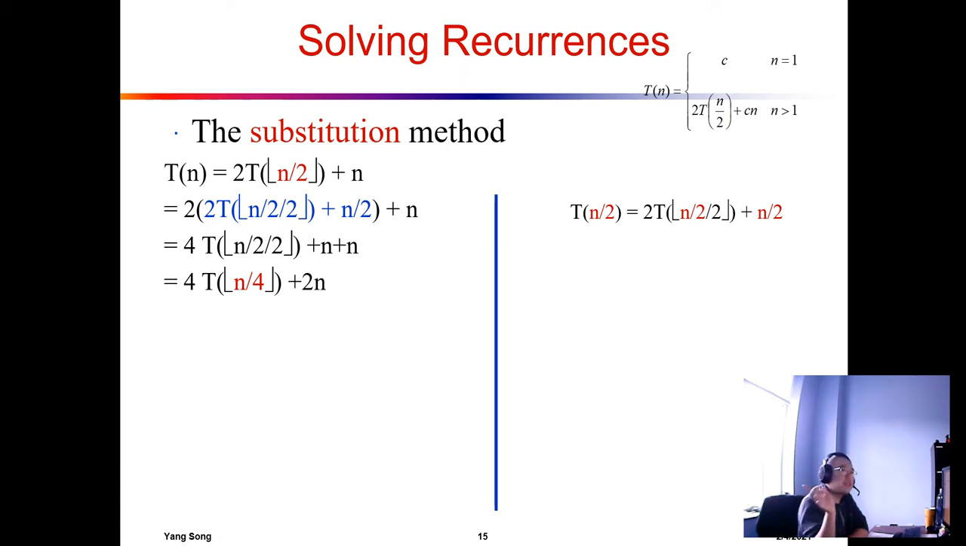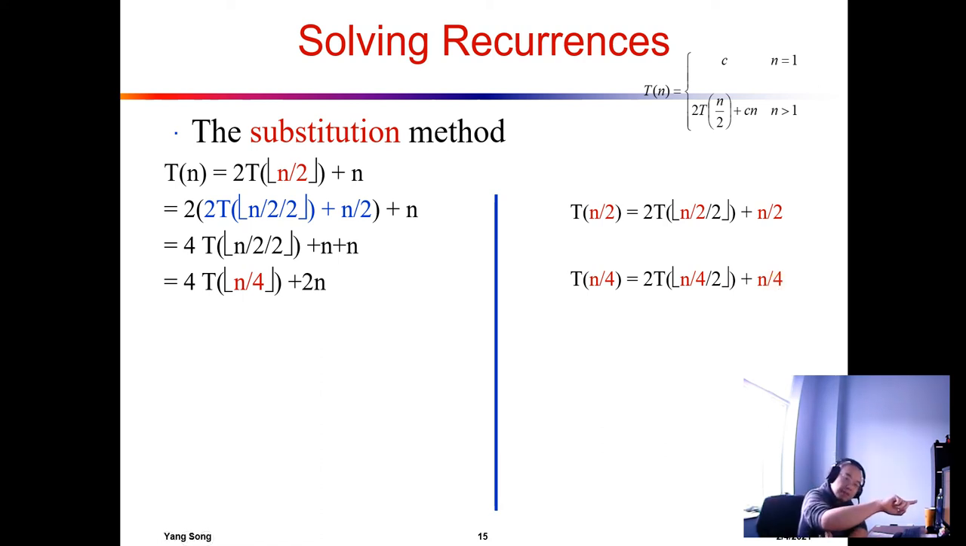Okay, and then we go to the right side again, so we do some scratching. So T(n/4): we are replacing this n with n divided by 4. So we got T(n/4) equals 2T((n/4)/2) again, and this should be n divided by 4. Okay, so we have figured out T(n/4).